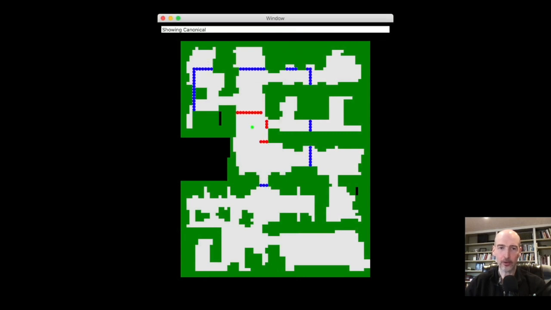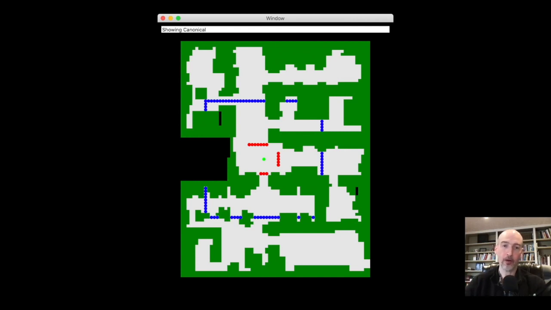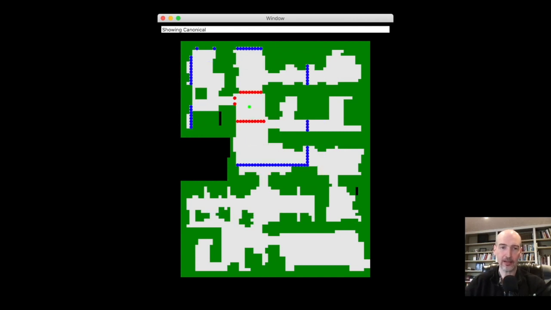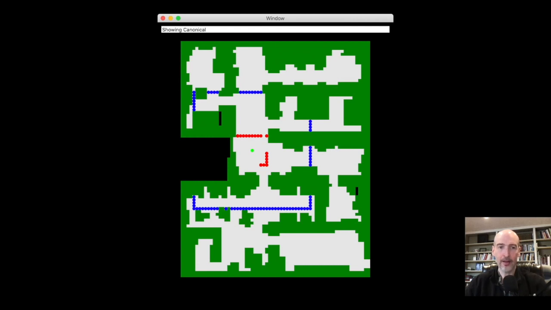This demo runs on my webpage, so there should be a link in the video below or in the description below. Basically, I can click and drag the mouse around. As I drag the mouse around the screen, it shows me out here the blue states, which are the states that are a far distance. The red states are the states that are at a close distance. And we're seeing which states are on the canonical ordering.